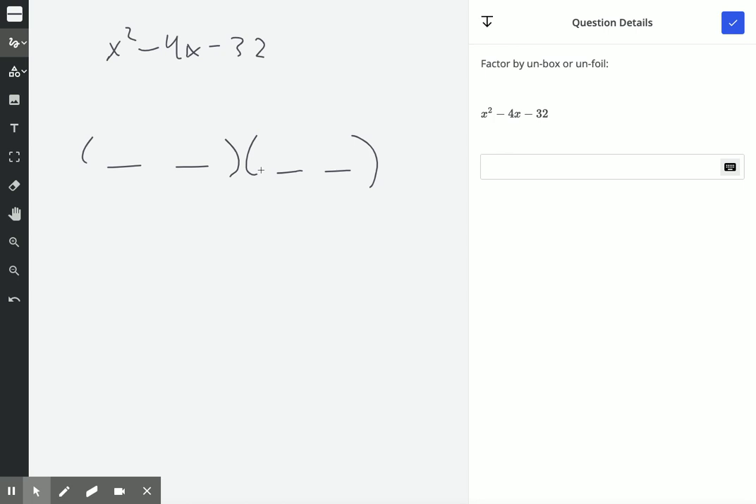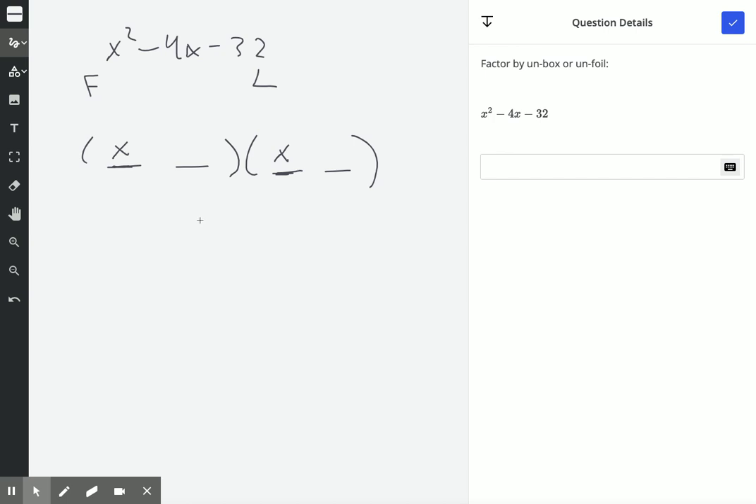Now, a similar thought process, right? This is my firsts, this is my lasts, and the O and the I get a bit complicated. So let's start with just firsts and lasts. So my firsts, being this blank and this blank, my first blank in each binomial, needs to get me x squared. So what are my options? It's really just x and x. Well, that's nice and easy. Now my last is going to be negative 32.